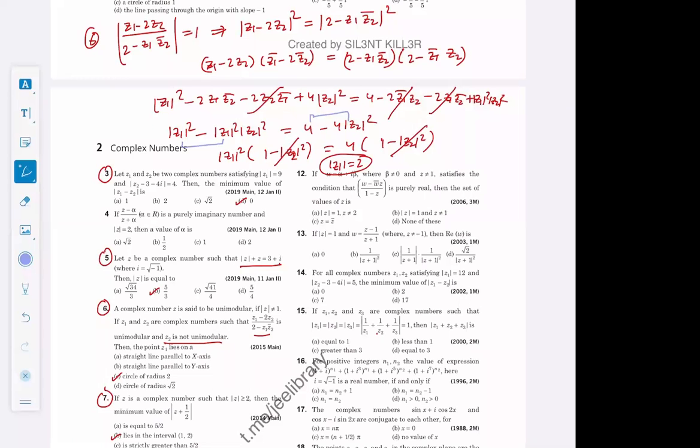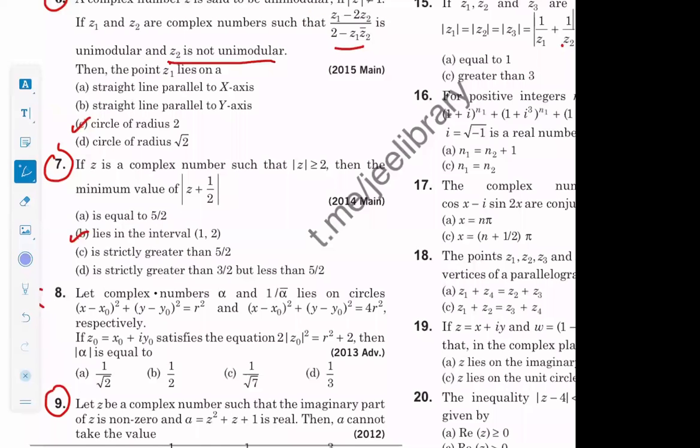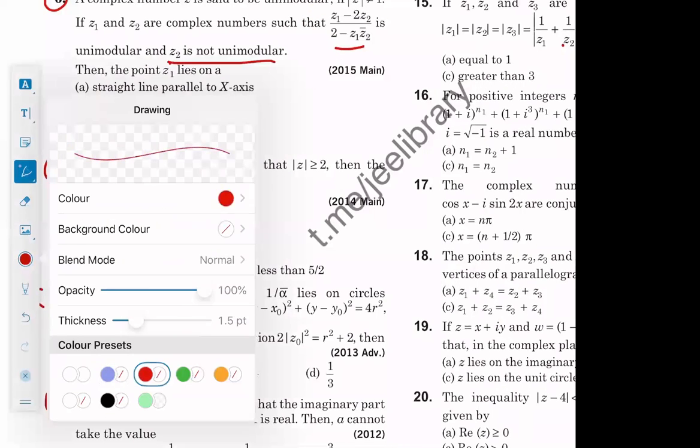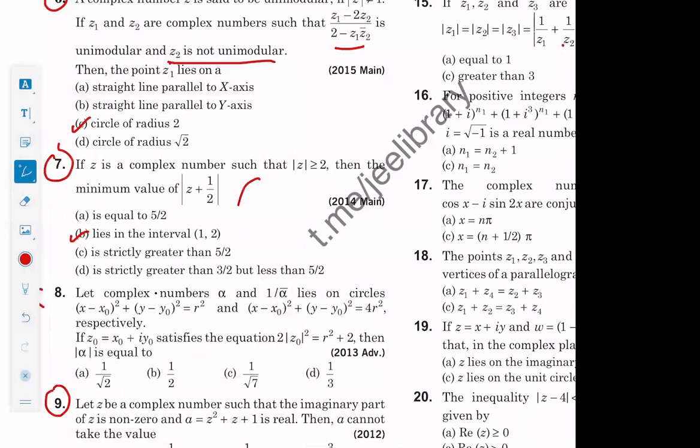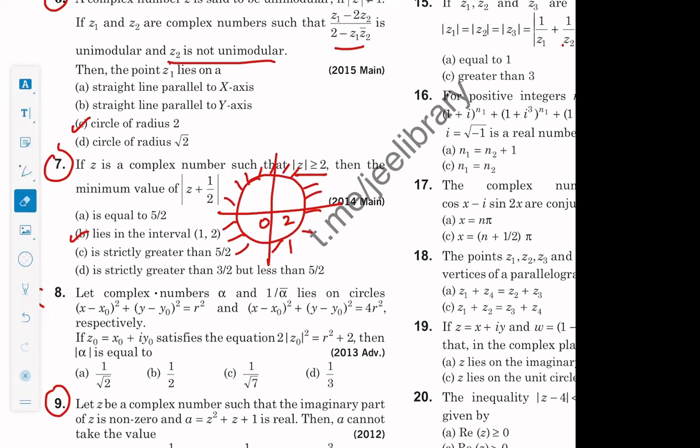Now, what is the interpretation of the seventh one? Mod z is greater than or equal to 2. It means it is a circle having center (0, 0) and radius 2. So this represents all points lying outside this circle. Have you understood this point? Mod z greater than or equal to 2 represents all the region which lies outside this circle.